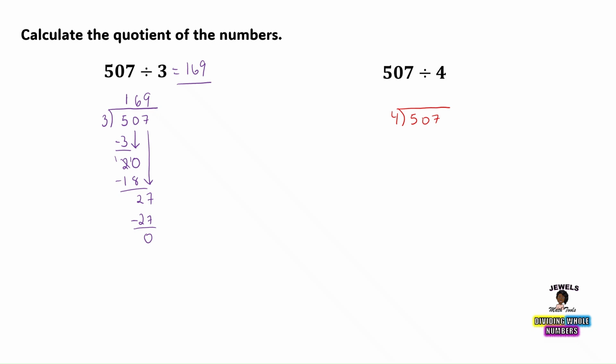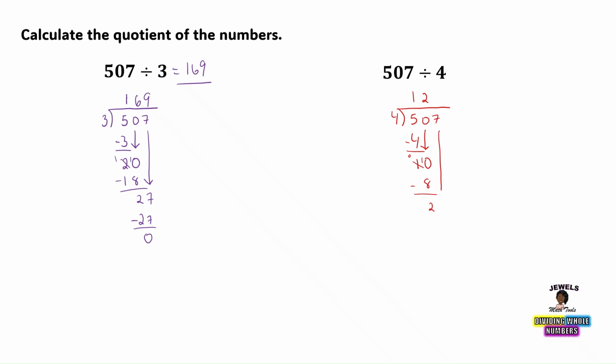4 divides into 5 once. 1 times 4 is equal to 4. 5 minus 4 gives a difference of 1. We're going to bring down our 0, changing 1 into 10. 4 divides into 10 twice. 2 times 4 is equal to 8. When 10 minus 8 we get the difference of 2.